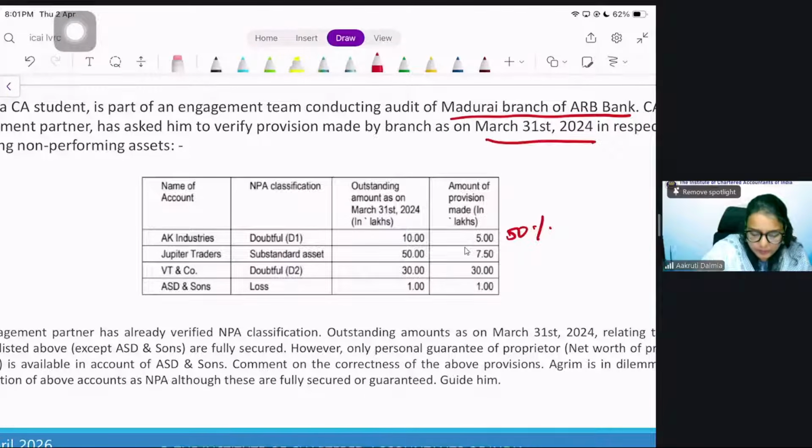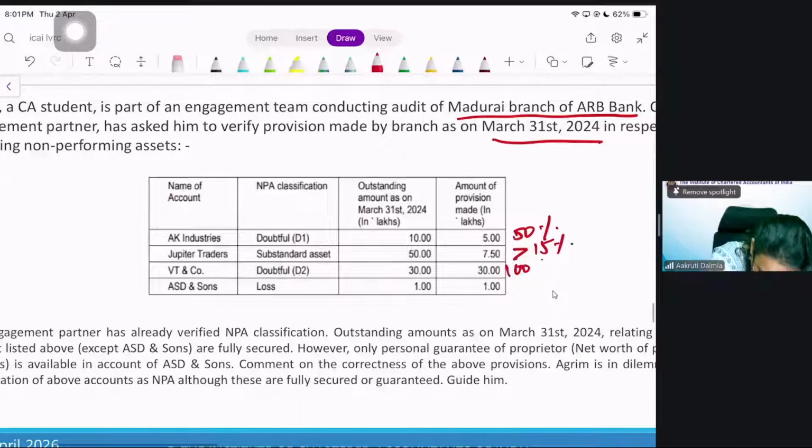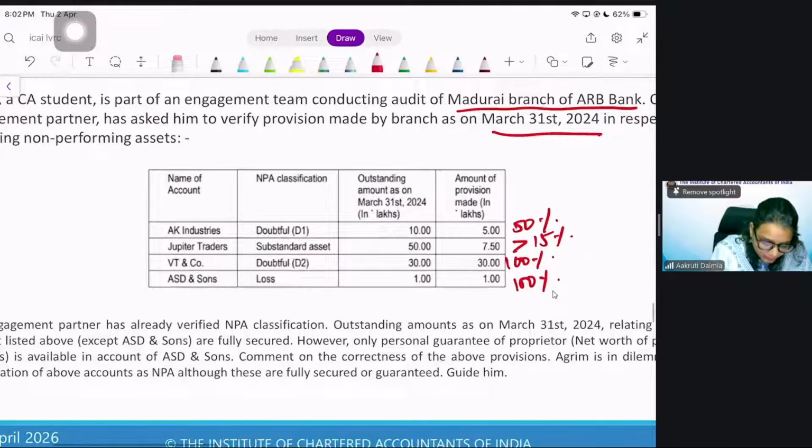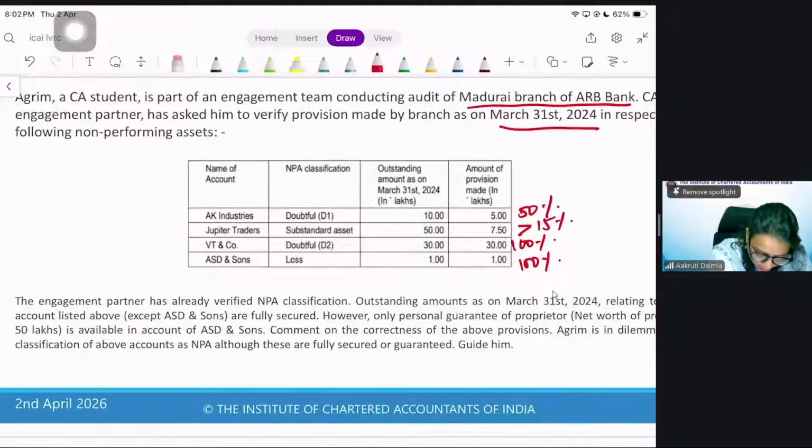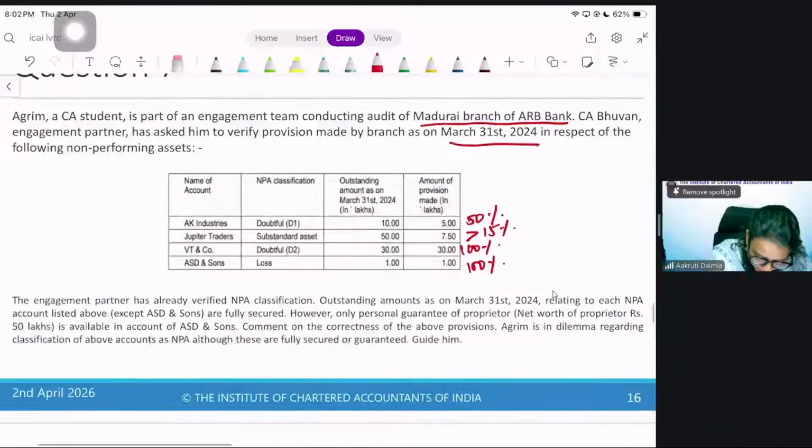How much will it be? Anyone has a calculator? I know it should be 15%, but it has been done at more than 15%. D2, they have done 100%, and loss, they have done 100%. Okay. Engagement partner has already verified NPA classification. Outstanding amounts are also correct. However, only personal guarantee of proprietor, net worth of proprietor 50 lakhs, is available for ASD and Sons. Comment on the correctness of the above provisions.